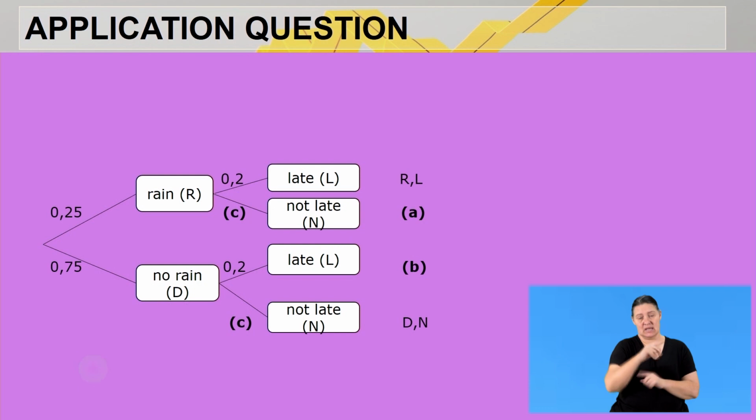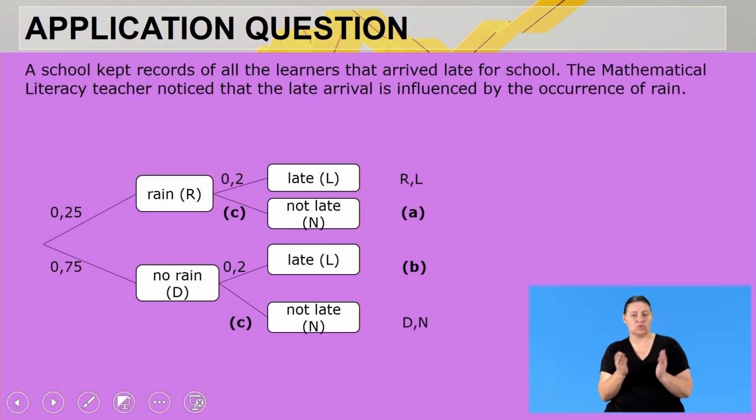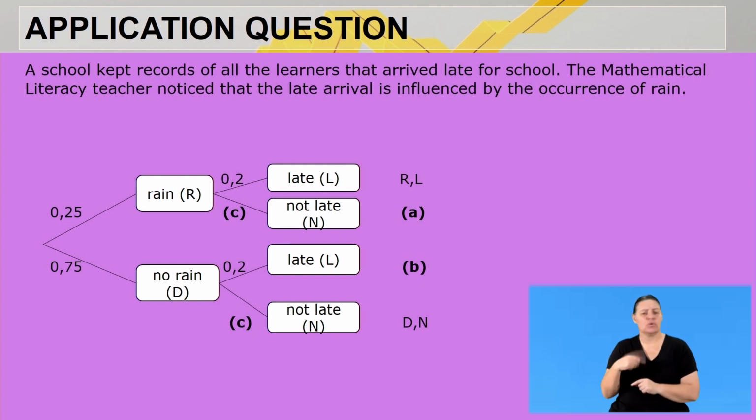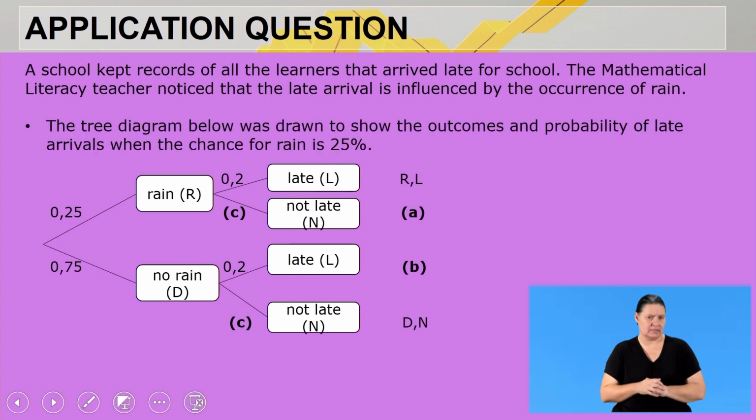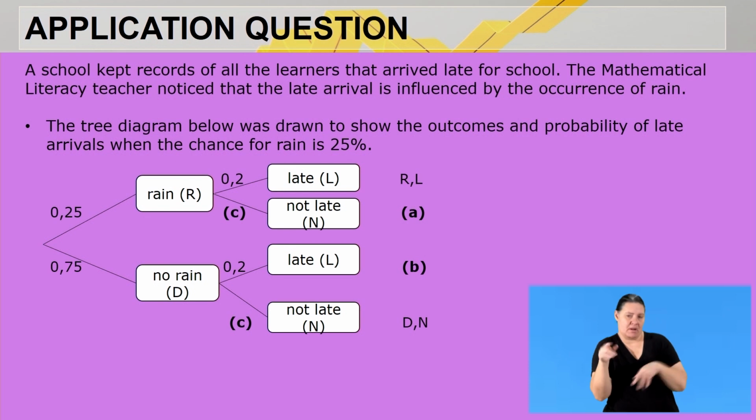Let us continue with our lesson. Next up, we'll look at a tree diagram, okay? And the question says, a school kept records of all the learners that arrived late for school. The mathematical literacy teacher noticed that the late arrival is influenced by the occurrence of rain. Then, the tree diagram below was drawn to show the outcomes and probability of late arrivals when the chance of rain is 25%. Okay, so now let's look at what our tree diagram is all about.